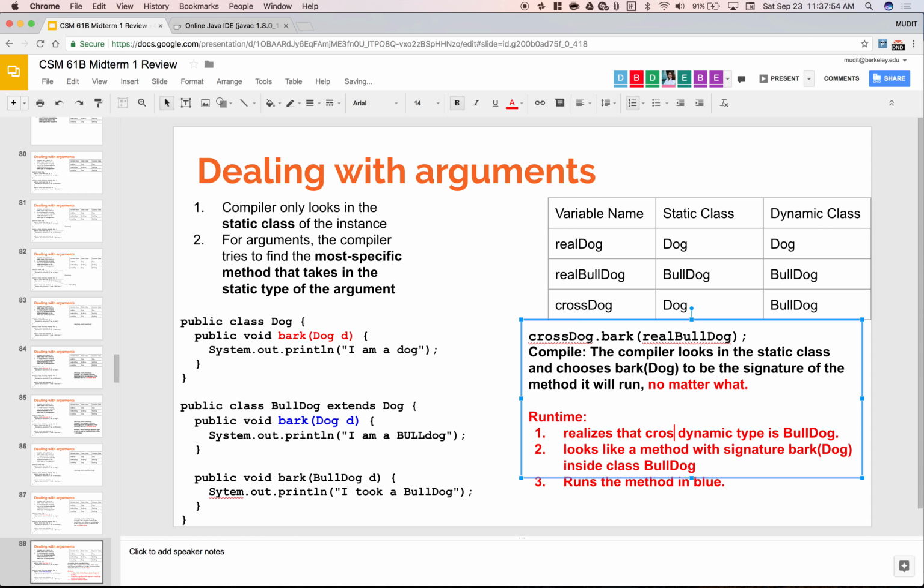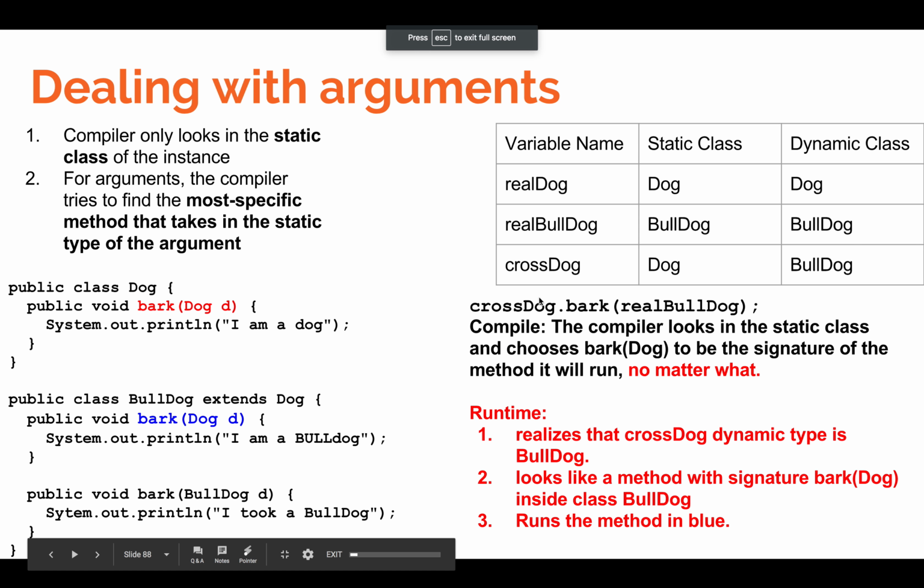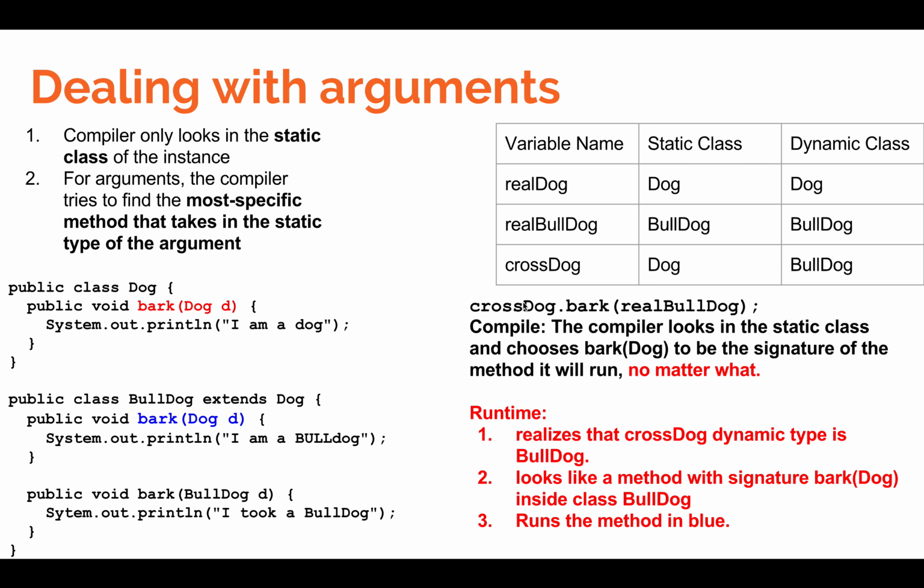My bad. So now runtime realizes, hey, crossdog's dynamic type, the caller instance's dynamic type, is actually bulldog. So the method that I selected that I'm going to run, let me look for that in the bulldog class. Exact method signature. I find it. It's here in blue. So that is the one I print. Does that make sense? This is weird, but this is how it is. Question?